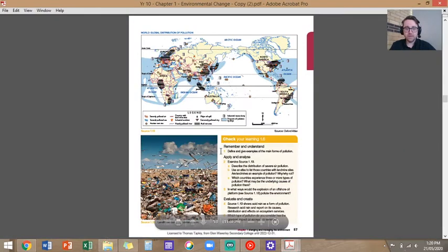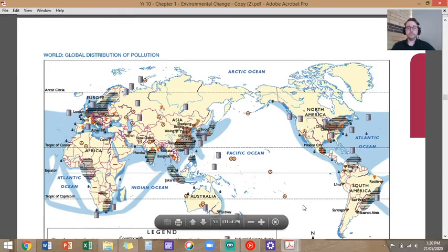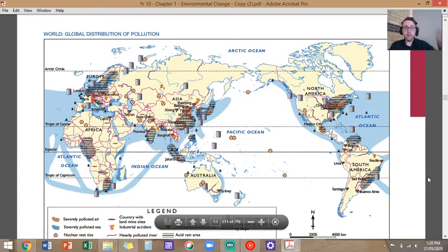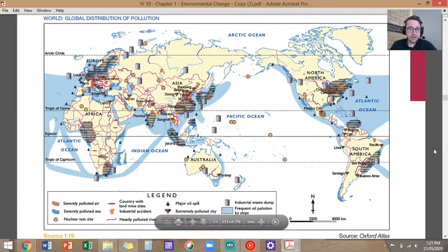So page 56, 57, source 1.19 is right there. I'll zoom in a bit so you can see. Oof, very bright. So you can see it's showing a world map of global distribution of pollution, and it's showing you polluted air, with this brown color here, polluted sea. I wish that little cursor didn't pop up every time.